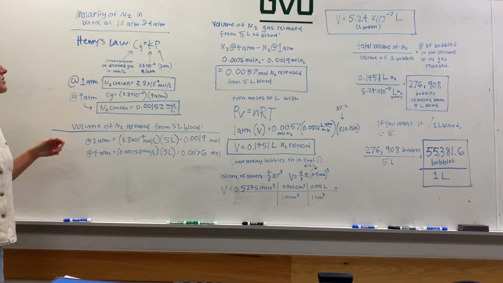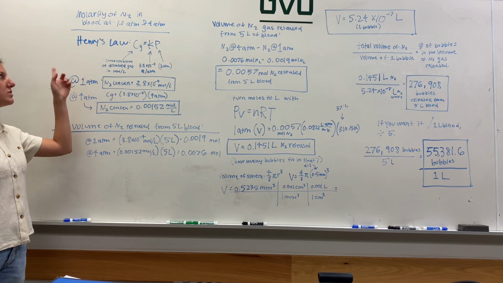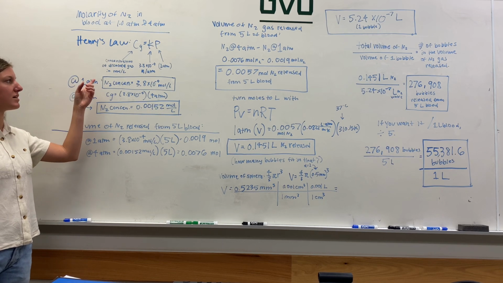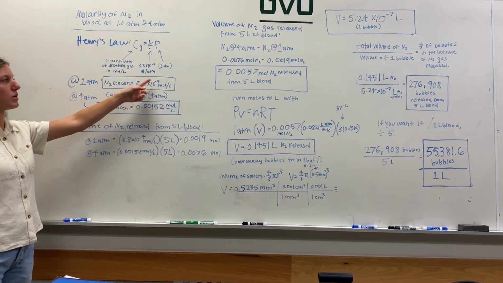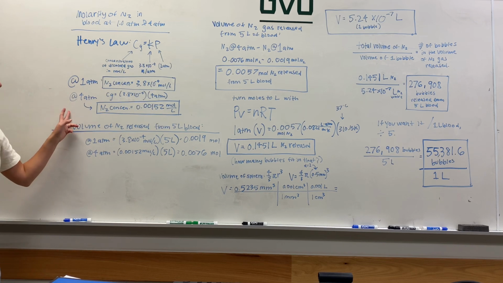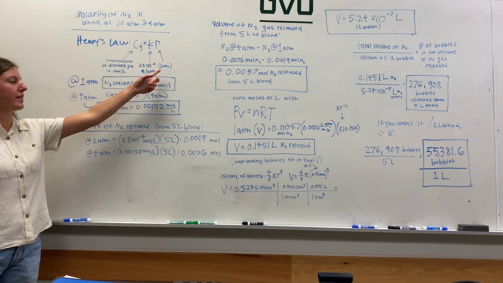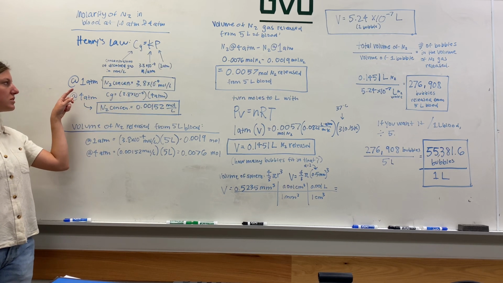The first thing we're looking for in this problem is the molarity of nitrogen gas in the blood at 1 atmosphere and 4 atmospheres. So we use Henry's law, which is the concentration of dissolved gas in moles per liter, equals the gas constant, which for nitrogen is 3.8 times 10 to the negative 4, and the pressure. So we calculated at 1 atmosphere and 4 atmospheres, so we plug in the constant and the atmosphere, so 1 and 4, and then we get these answers.